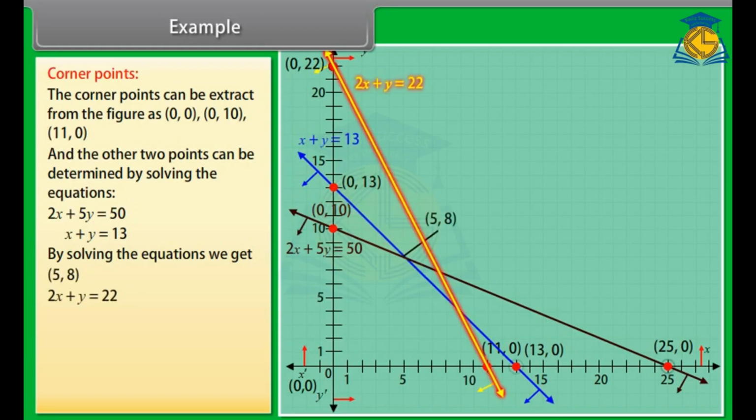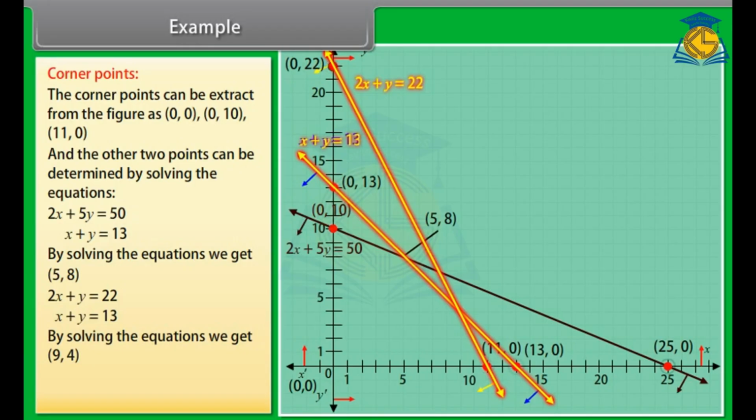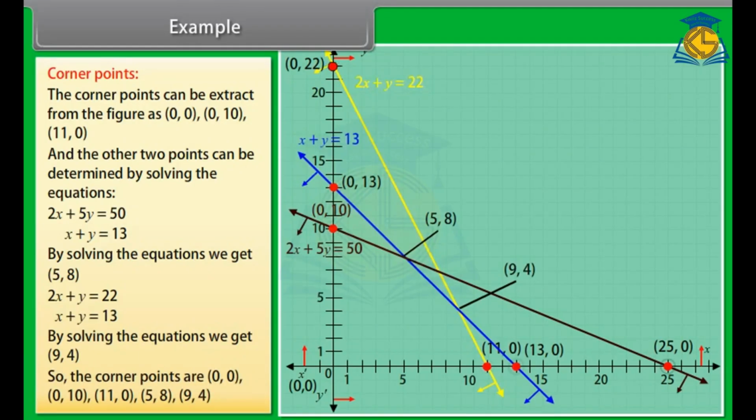2x plus y is equal to 22, x plus y is equal to 13. By solving the equations, we get (9, 4). So, the corner points are (0, 0), (0, 10), (11, 0), (5, 8), (9, 4).